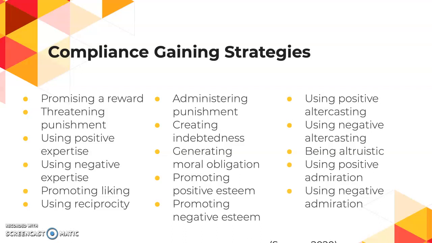So here are all the compliance gaining strategies. They include promising a reward, threatening punishment, using positive expertise, using negative expertise, promoting liking, using reciprocity, administering punishment, creating indebtedness, generating moral obligation, promoting positive esteem, promoting negative esteem, using positive altercasting, using negative altercasting, being altruistic, using positive admiration, using negative admiration. So these are the ones from our lecture slides, but there's also many more as well.